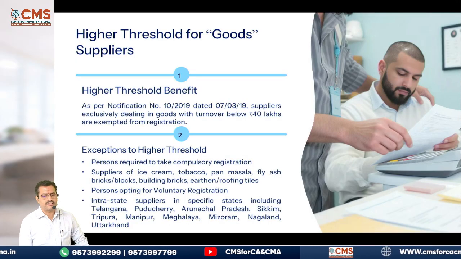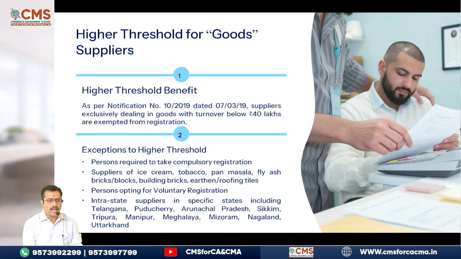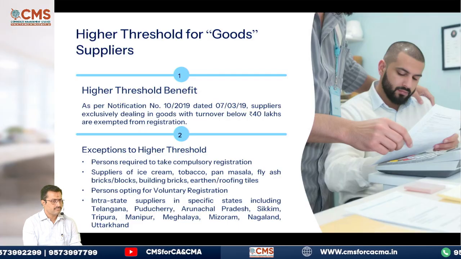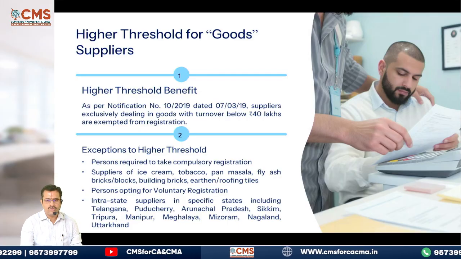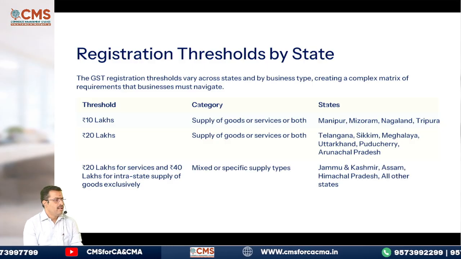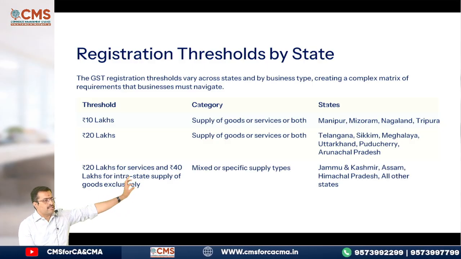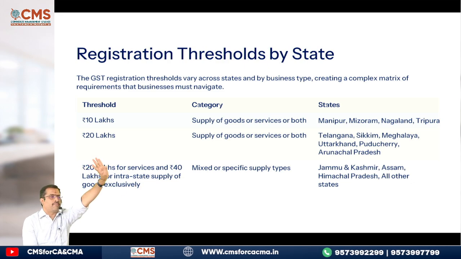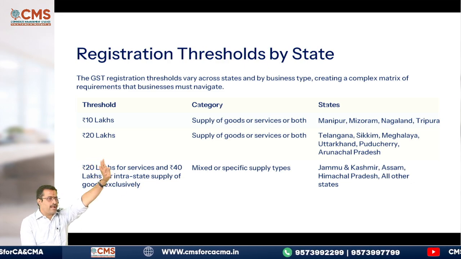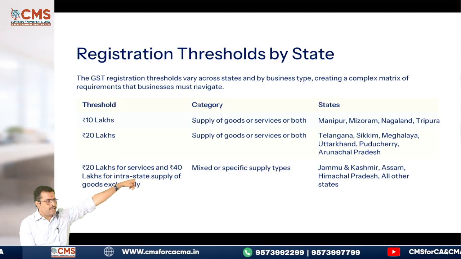Lastly, interstate suppliers in specific states including Telangana, Puducherry, Arunachal Pradesh, Sikkim, Tripura. I don't know Telangana and all, it's not possible. So for that, let me give you one summary. It will be easy for you. See there, 10 lakh limit threshold will apply to both supply of goods or services or both, but in 4 states. MMNT, Manipur, Meghalaya is not there. Manipur, Mizoram, Nagaland and Tripura. That is what I mentioned there.